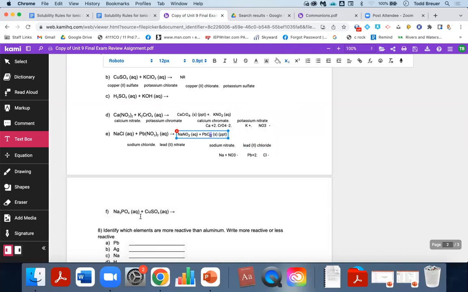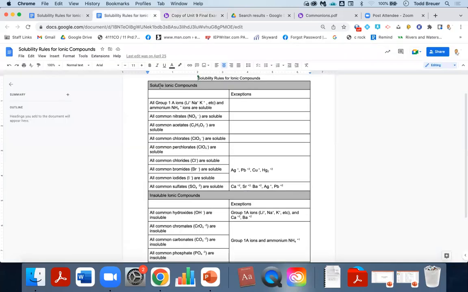Okay, if we were to consult the solubility chart, we're going to see copper phosphate. Copper and phosphate, when they join together, we have copper 2 in this case. That's going to be one of the possible products because this copper ion attaches itself to this phosphate ion, and sodium is going to attach itself to sulfate.